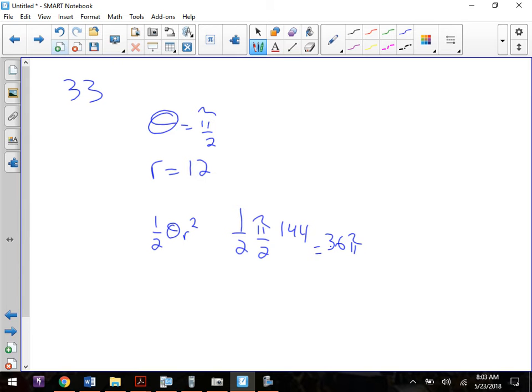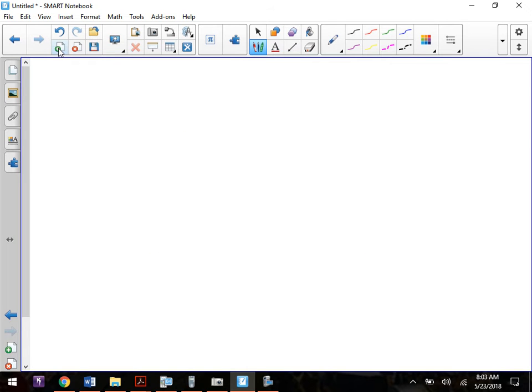Arc length, 35. Arc length was just theta r. So 7 pi over 12 times 15. Pi was 5, 5, and 3. So 4. 35 pi over 4.